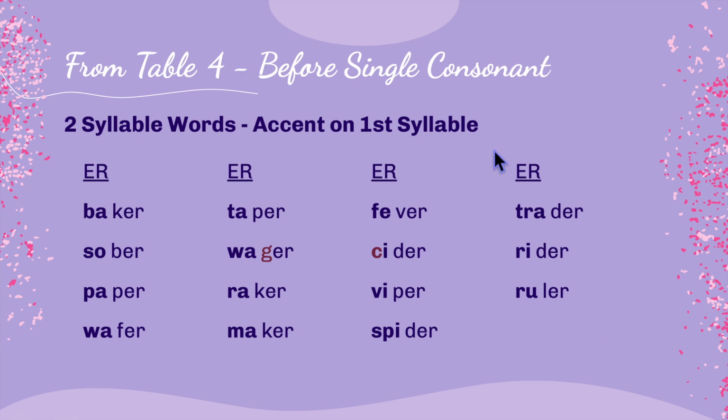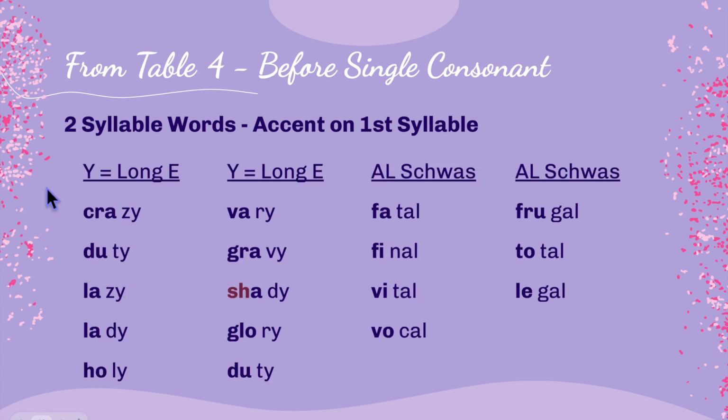Again, in all of these words, they were divided after a vowel before a single consonant. And since the first syllable was accented, we used the long sound for the syllable. Here are some more words like that. These words in the first two columns end in a Y, where the Y has the long E sound. Crazy, duty, lazy, lady, holy, very, gravy. SH says sh, shady, glory, duty.